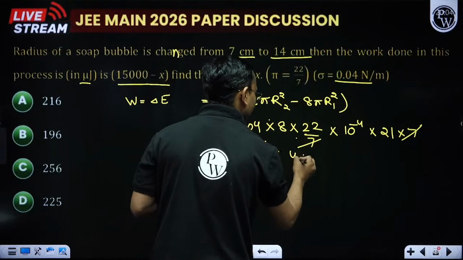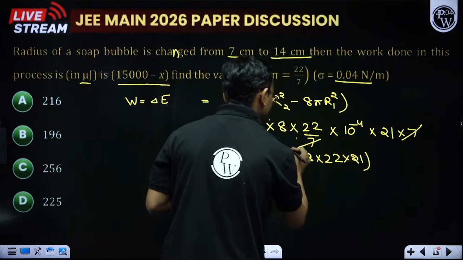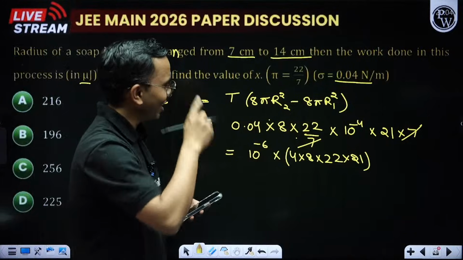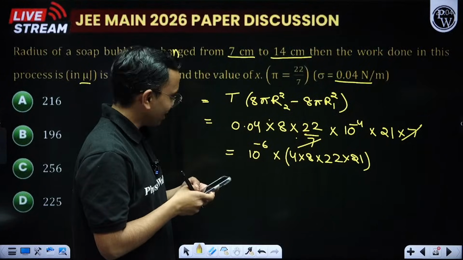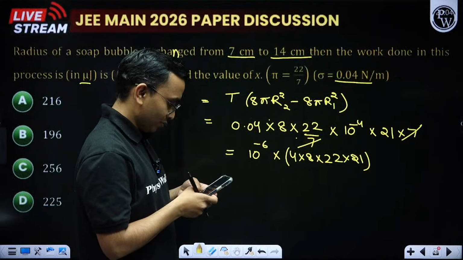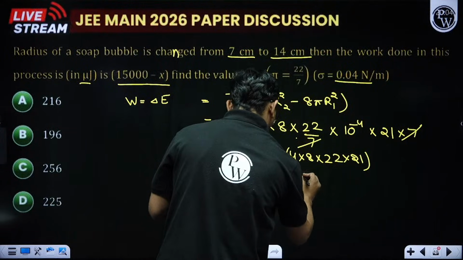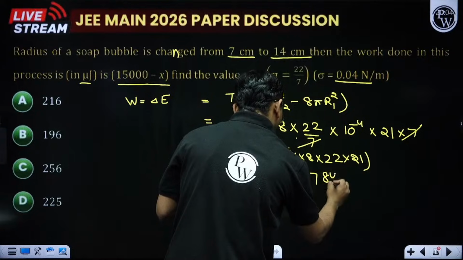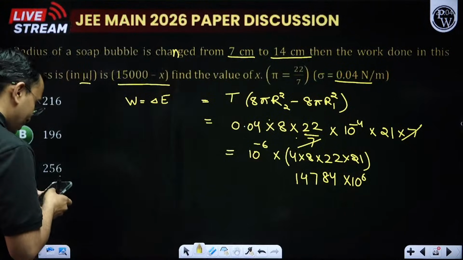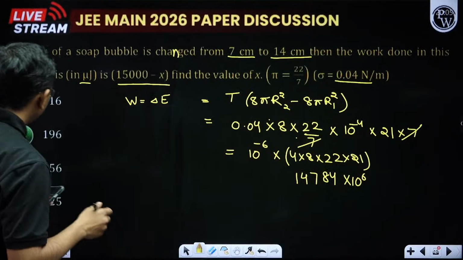So this is 4 into 8 into 22 into 21. I was thinking that as 10 to the power plus 4 there, but I was thinking like there is something missing. No, nothing is missing, everything is fine. So 4 into 8 into 22 into 21. How much is it? 14784 into 10 to the power 6. And now we subtract this from 15,000, so this will become 216.